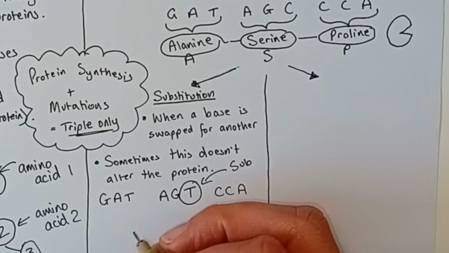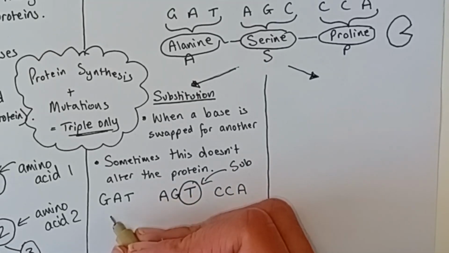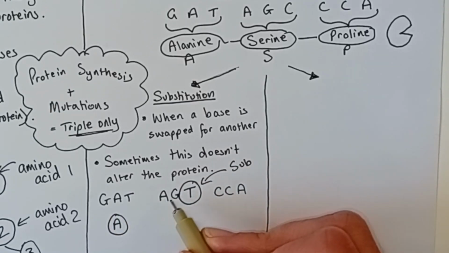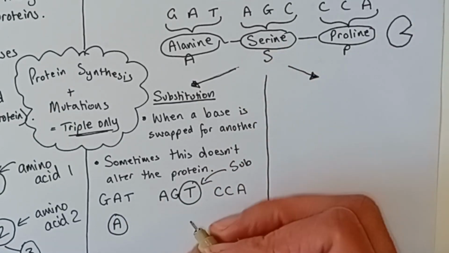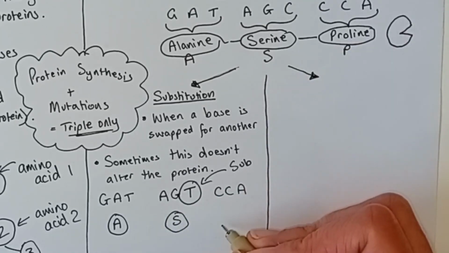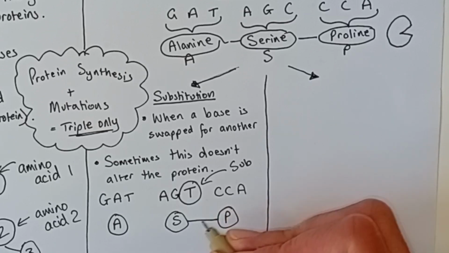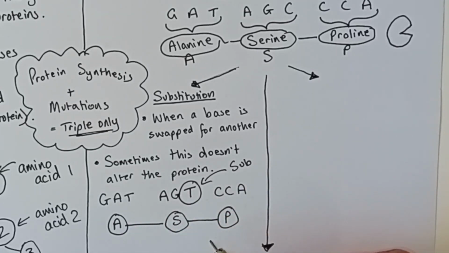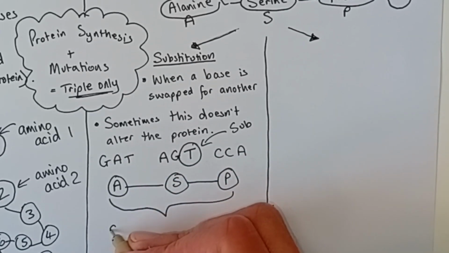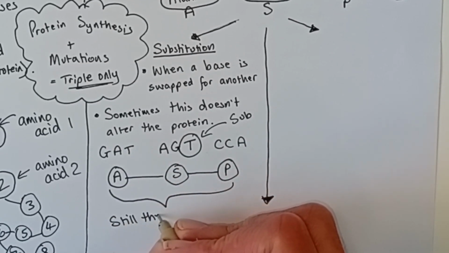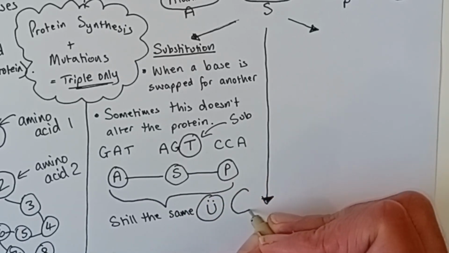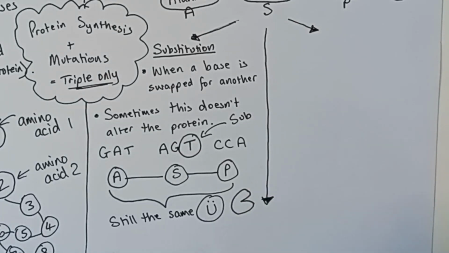These codes then code for the amino acids. So GAT coded for alanine, amino acid A, and AGT still codes for serine, S. And CCA is the same, so it still codes for proline. So this string of amino acids is still the same. Which is good, because it means the enzyme is still going to be the same shape, and it's going to work. The active site will still work.